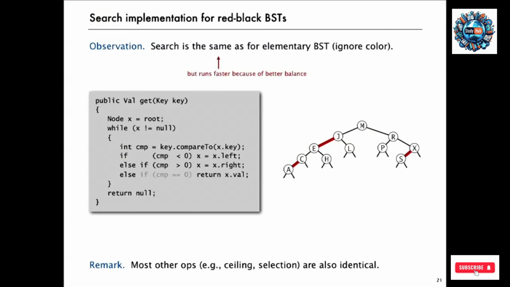Now, the first and really one of the most critical observations is that search in a red-black BST is exactly the same as for an elementary BST. We just ignore the color. Now it's going to be much faster because of better balance in the tree, but in terms of the code, we don't have to change the code at all. Our regular search code doesn't examine the color of a link, and so we can just use it exactly as is. And in fact, most of the other operations that we implemented on BSTs are also identical. They don't need the colors, but they can all benefit from the fact that the trees are much better balanced.